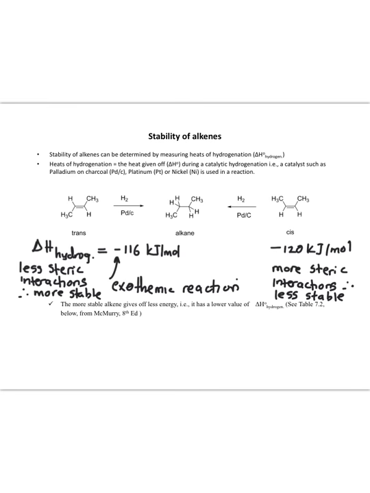So when you add hydrogen, normally you need a catalyst. There are various catalysts that you can use. You can use palladium on charcoal, you can use platinum, or you can also use nickel. So when you add hydrogen on this double bond to get this alkane, heat is released. So this is actually an exothermic reaction, and you can tell by the negative sign here. So this is called heat of hydrogenation. Hydrogenation because you're adding hydrogen.